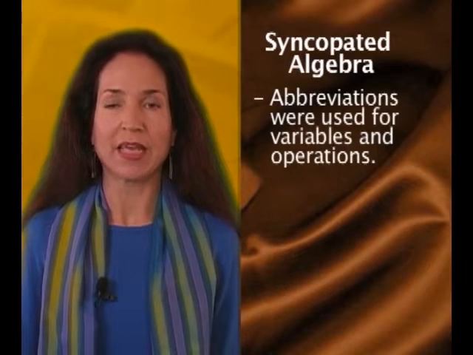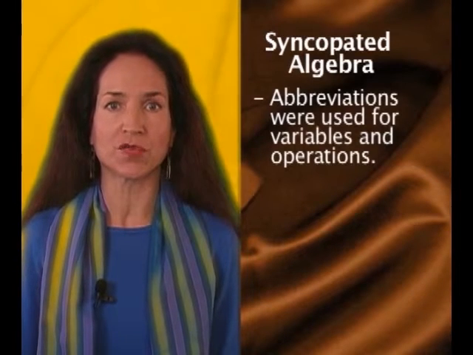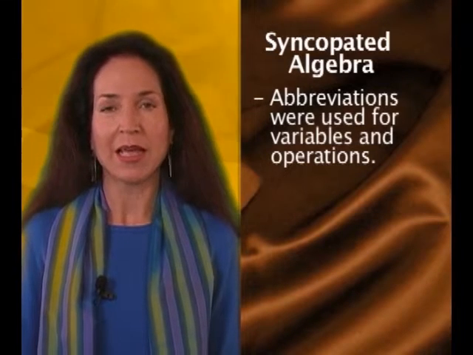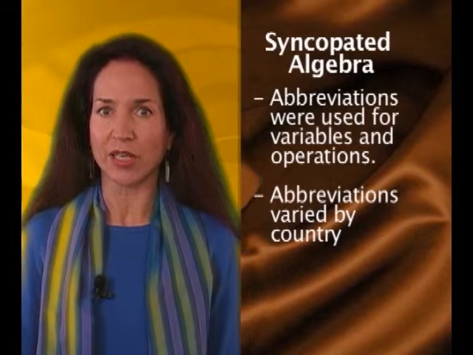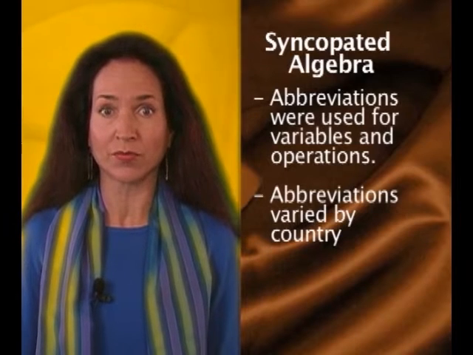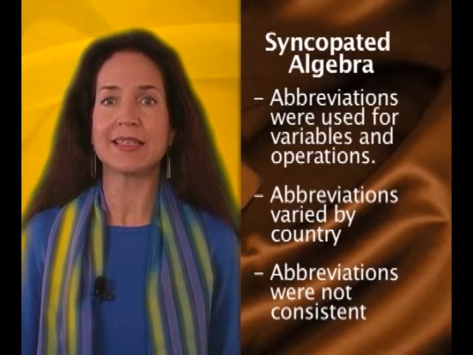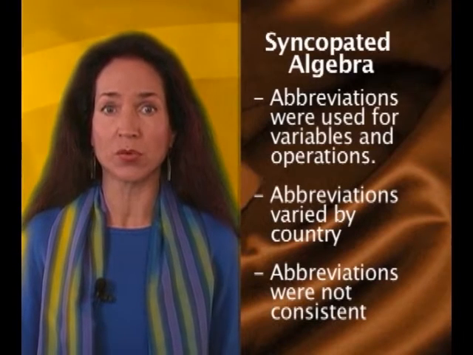The second stage is called syncopated algebra. Here we begin to see abbreviations for unknown quantities and for frequently used operations. But they varied from country to country as each country created its own. And syncopated algebra was not consistent, as it did not follow clearly stated rules.